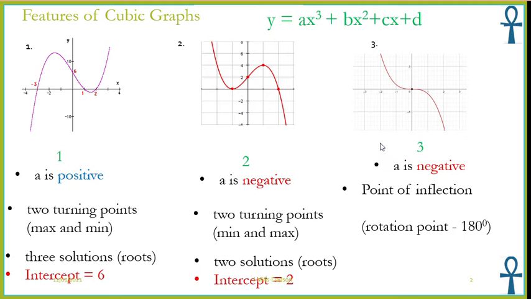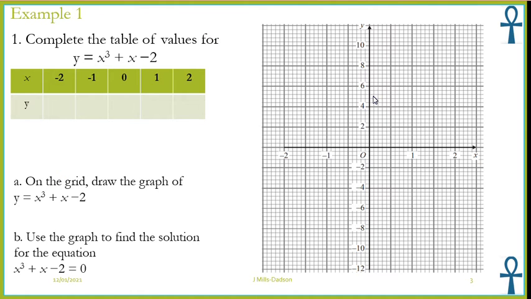So this is a simple talk about the features of cubic graphs. Now let us go into the real drawing of cubic graphs. And of course, the intercept is 0. So we have y equals x cubed plus x minus 2.